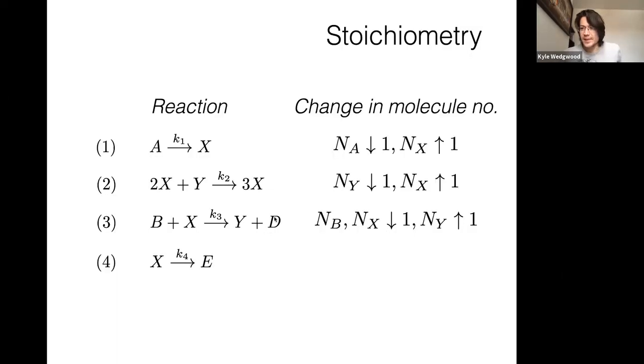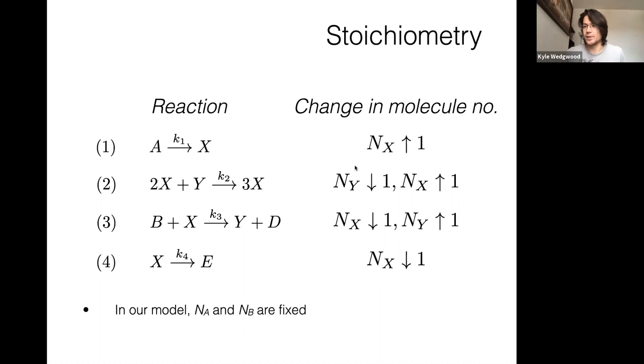Remember that we don't care about D, so I'm not incrementing D. I'm just leaving it there. And then similarly here, we lose one X, so NX goes down by one. And we said right back at the beginning that we're going to assume that NA and NB are fixed. So we then only get a system that depends on NX and NY. So this then tells us how we should update the state of our system given that the reactions have occurred.